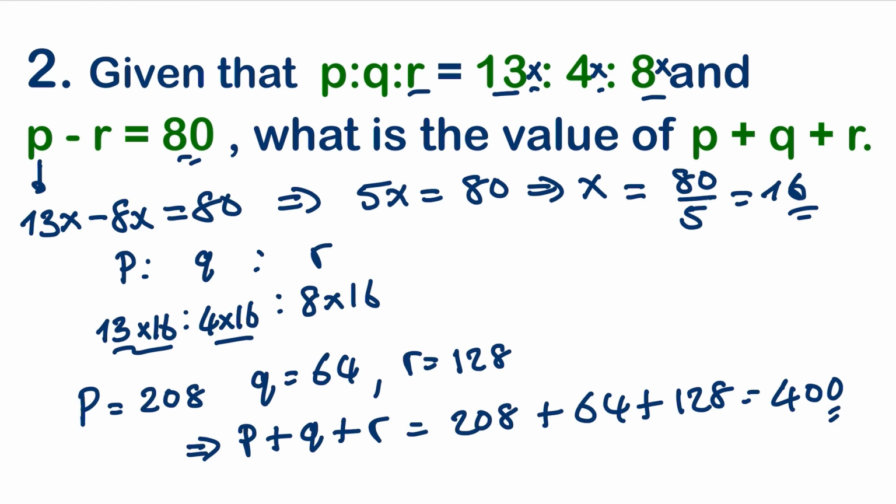And you can also check to be sure that your answer is correct. P minus R: if we subtract P minus R, we are going to have 80. So all the values are correct.